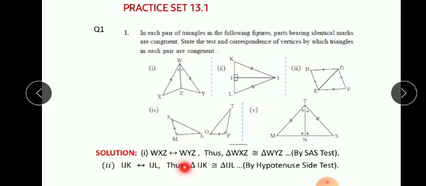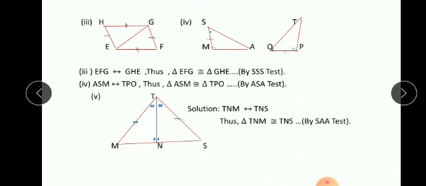Okay, now let's see the third figure. Here we have written the two solutions. First solution of first figure, second solution of second figure. Now let's see the third figure. In the third figure, what is given? EFG and GHE. These two triangles are given. Here which side is common? EG is common to GE.